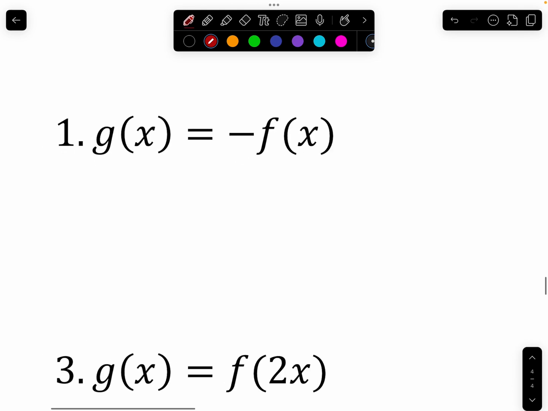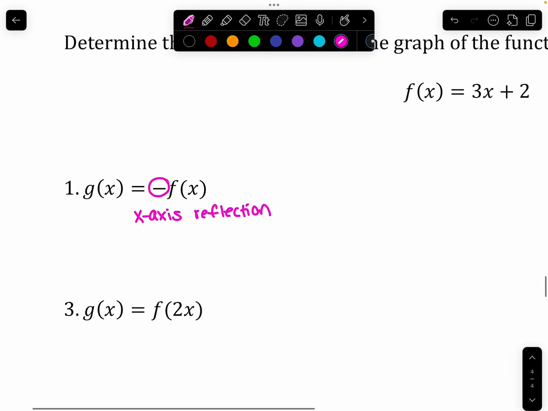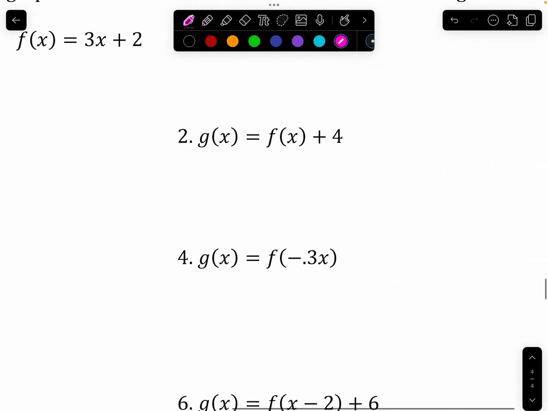Okay, let's start here with number 1. We have a negative in front of f of x. I'm just going to do everything in pink. Why not? If you have a negative in front of f of x, this is an x-axis reflection. I don't have to graph that. I just automatically know that that negative is an x-axis reflection.